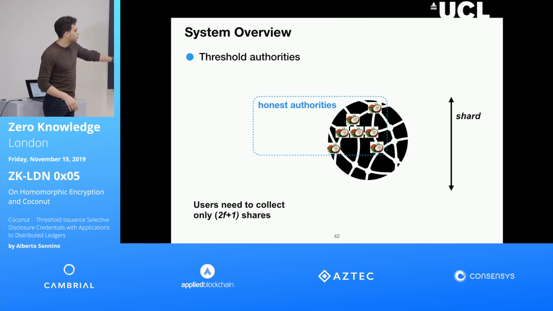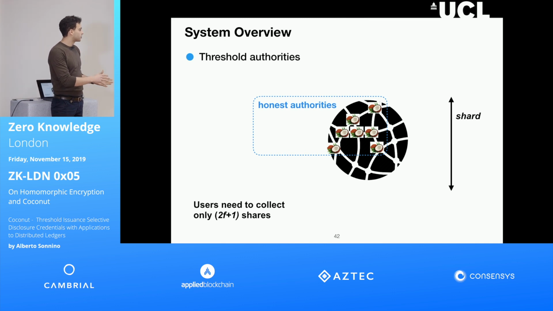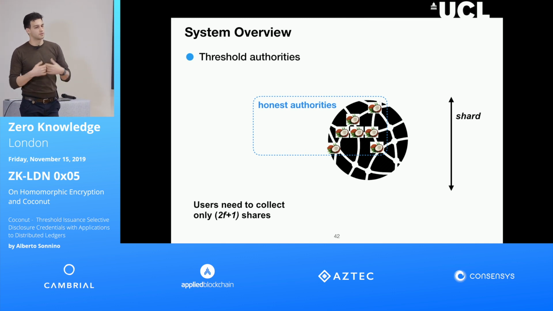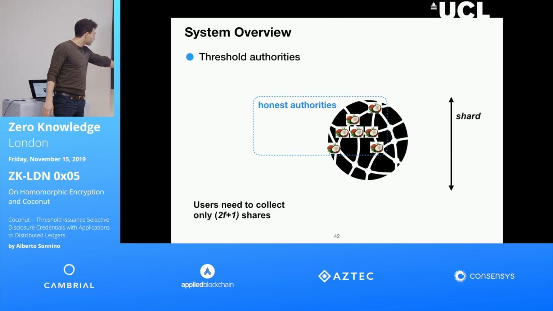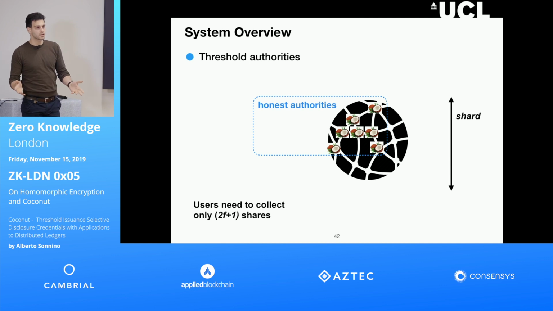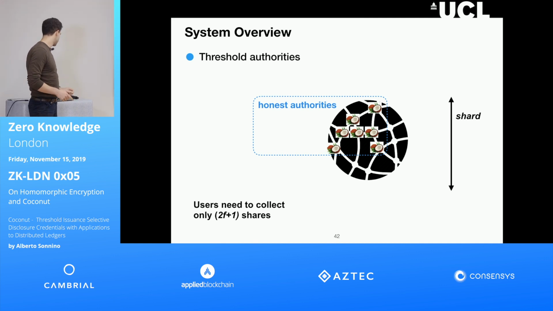Let's say that we have a shard in a sharded system, and then we can have a subset of the network being the authorities for some specific applications. And we would simply say, well, look, 2f plus 1, which is the Byzantine threshold, will actually be the T, the number of honest shares that you need. And this actually works well in that setting.